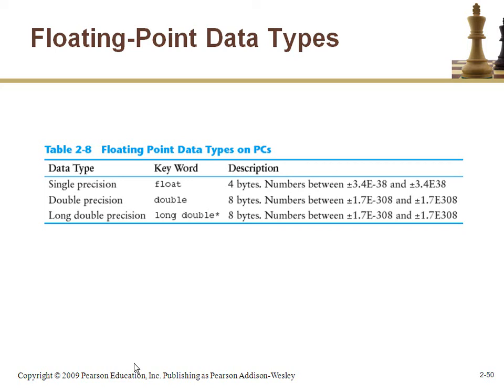Now if you are working with a double precision number, you want to use the word double. This one uses 8 bytes and ranges from plus or minus 1.7 times 10 to the minus 308 to plus or minus 1.7 times 10 to the 308.